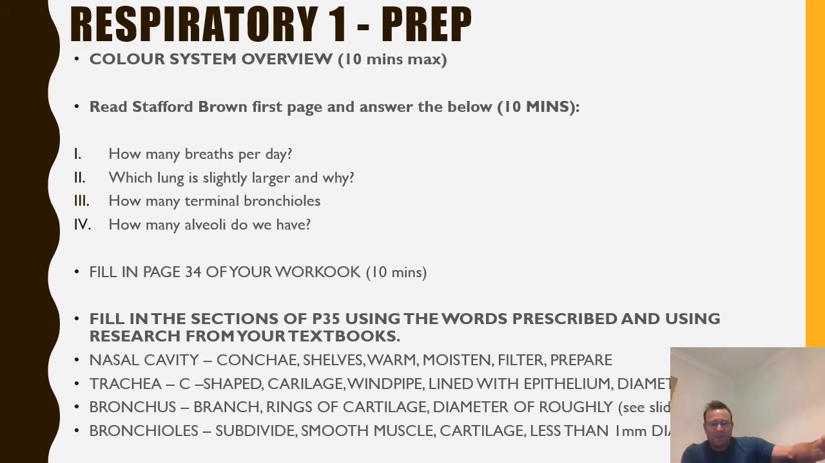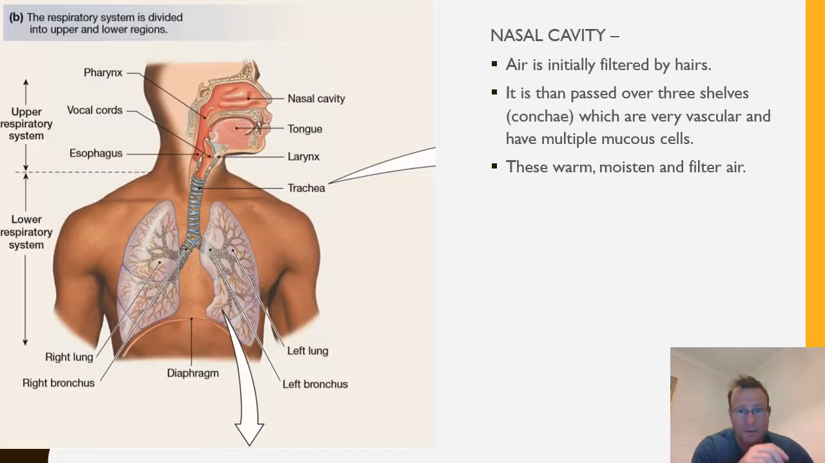So you're looking at trachea, looking at bronchus, and then bronchioles. So this is the nasal cavity for those that want to have a closer look. So you can see at the front, I'll draw some hairs in there. There we go, a big hairy nose.